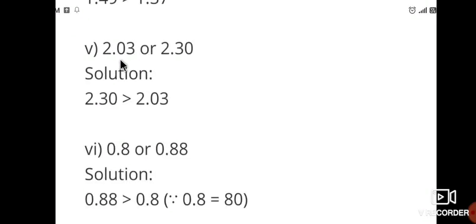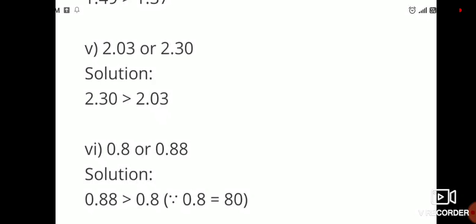Fifth one, 2.03 or 2.30. Among these two, in the unit place the value is 2, and here also in the unit place the value is 2. Therefore, these two unit places are equal. Next, we have to compare the 1 by 10 place. In the 1 by 10 place, here 0 is there, here 3 is there. Among these two, 3 is greater. Therefore, 2.30 is greater than 2.03.